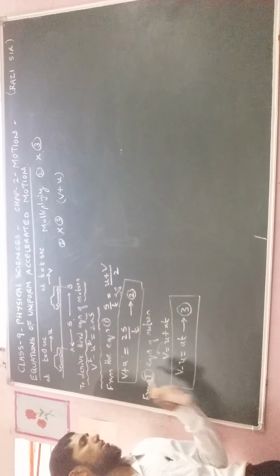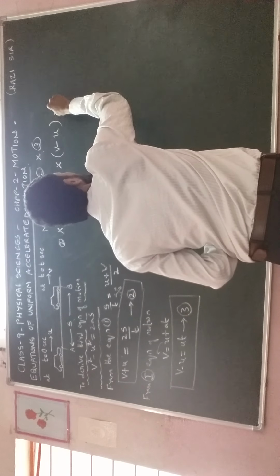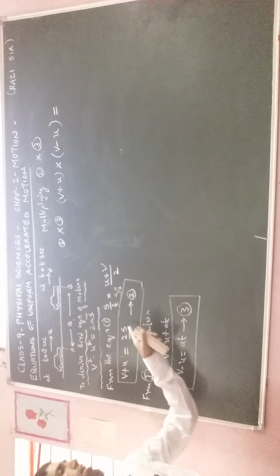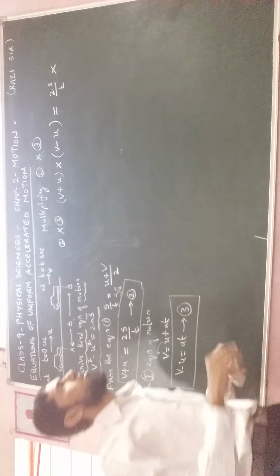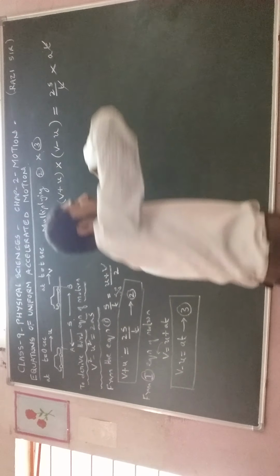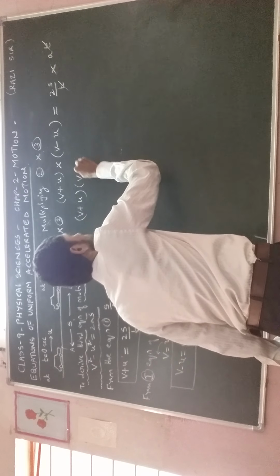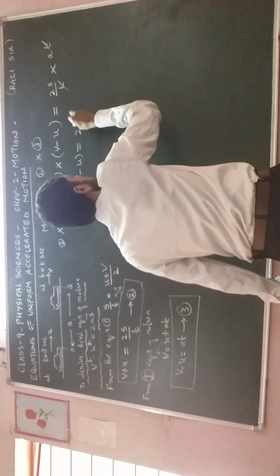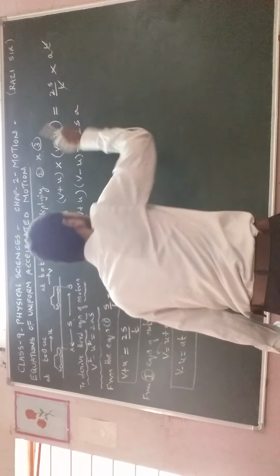v plus u into v minus u. What will be the values? The right hand side is also multiplied: 2s by t into at. Here on the right side, t and t get cancelled. So we get v plus u into v minus u is equal to 2sa. But when we write in alphabetical order, we can write it as 2as.